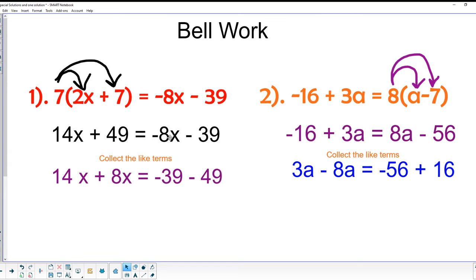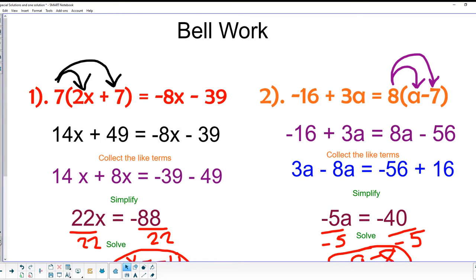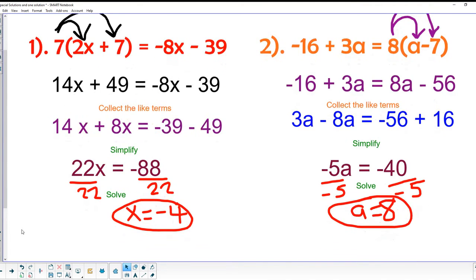And I keep in mind that every time I have to cross the equal sign with one of my terms to rearrange it, I change its sign to its opposite sign. And now I go to the next step, and that is to collect together those like terms on each side. And then I'm down to one last step, and that is to divide by the coefficient of the variable. And so when I do that, I end up with my final solutions. For number 1, x equals -4, and for number 2, a equals 8.